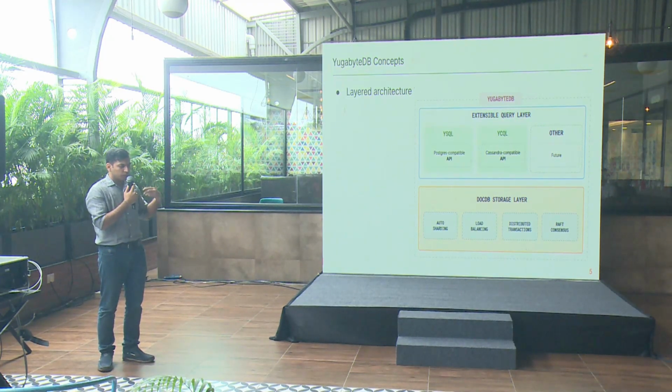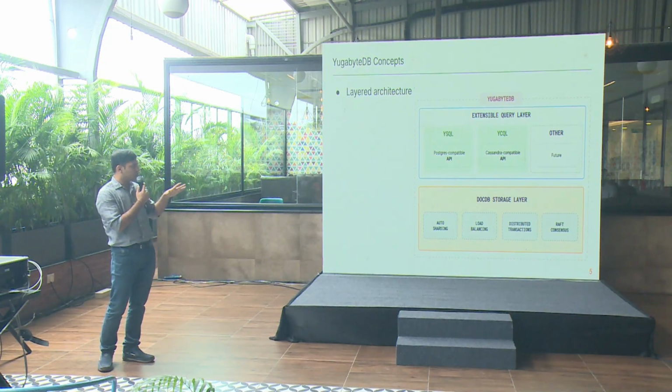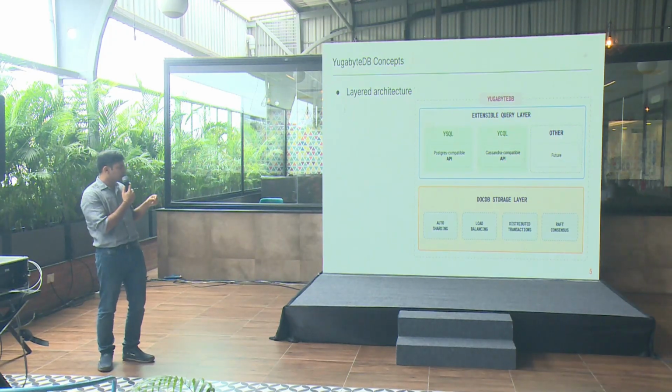The query layer's job, once it receives the request, is to forward it to the appropriate place where the data resides, whether it's fetching some data from a particular tablet, or sending data to a particular tablet. That is what the query layer does.